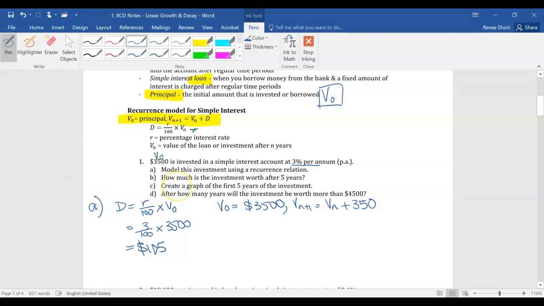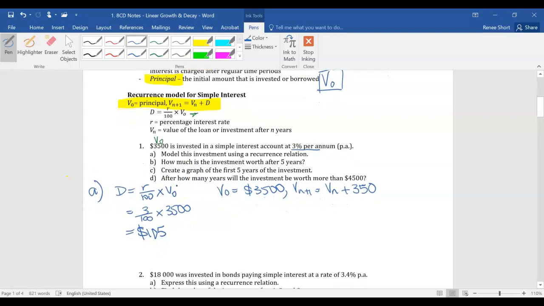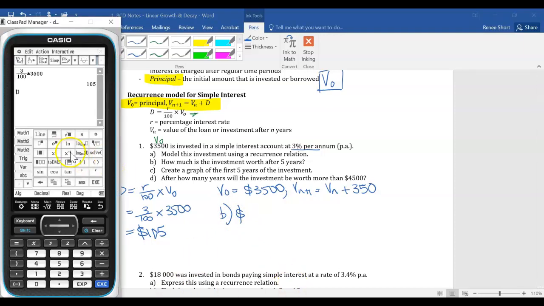Part B wants me to work out how much this investment is worth after 5 years. And now for me to do that, I need to actually do this on my calculator. And so remember before the holidays, we looked at how we could put things in our calculator. So we'd enter in that initial amount of 3,500 and I press enter.